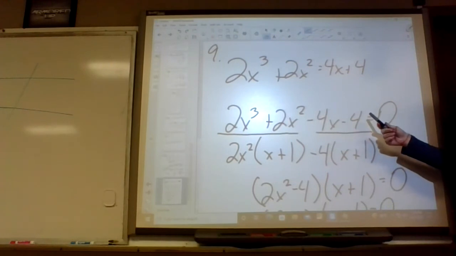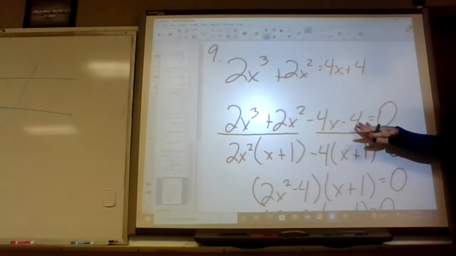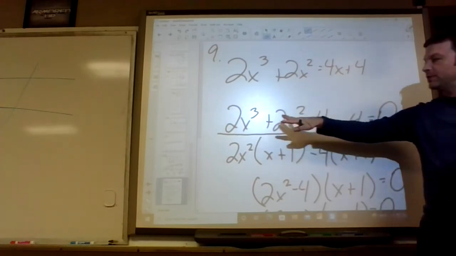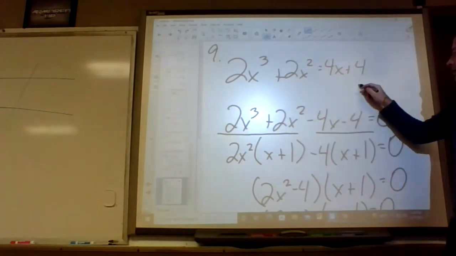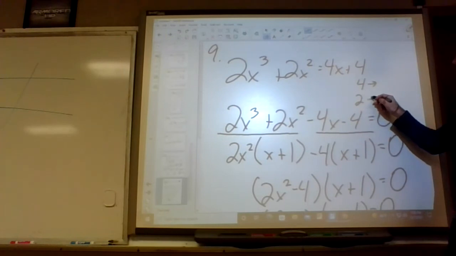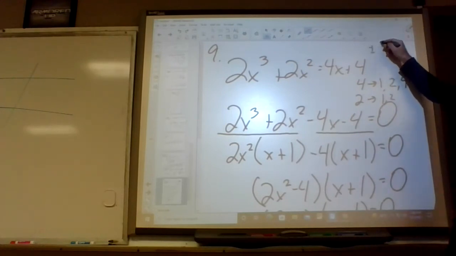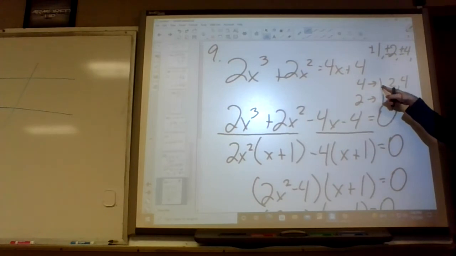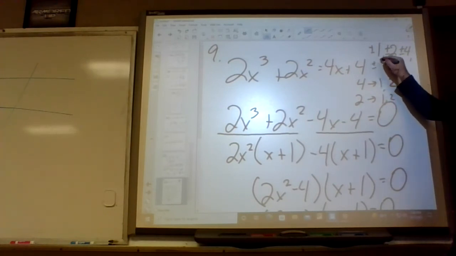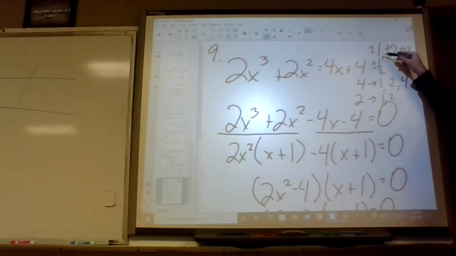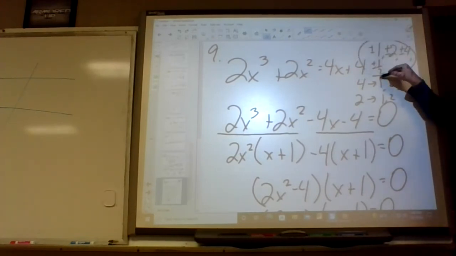Rational root theorem says if there is a rational answer to this equation, we could have used factors of 4 over factors of 2 to find it. Factors of 4, 1, 2, 4; factors of 2, 1 and 2. So 1 over 1, 2 over 1, 4 over 1, and they could all be positive or negative. And then 1 over 2, 2 over 2, which is 1, which I already have, and 4 over 2, which is 2. So those are the possible rational roots.